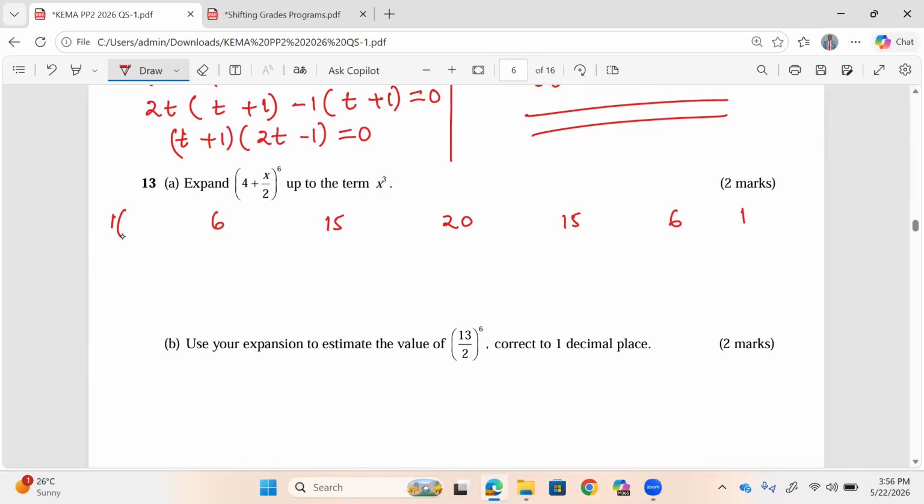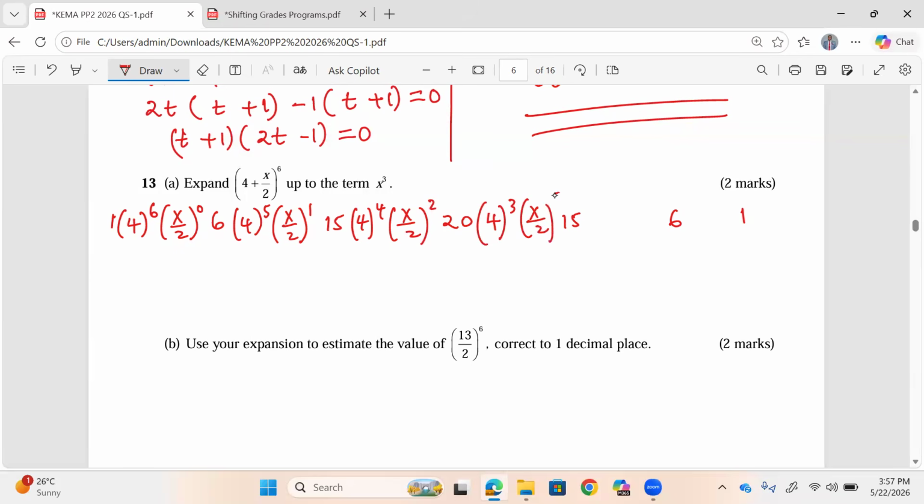At the first, we start with 4 raised to power 6 and x/2 raised to power 0. Then in the subsequent terms, the powers of 4 decrease to 5, while those of x/2 increase to 1. 4 becomes power 4 as x/2 becomes power 2. Then 4 takes power 3 as x/2 also takes power 3. So x has also become power 3, so that is the last term in our expansion. We are not doing the whole expansion, we're increasing the powers of x up to power 3. So now we can expand.